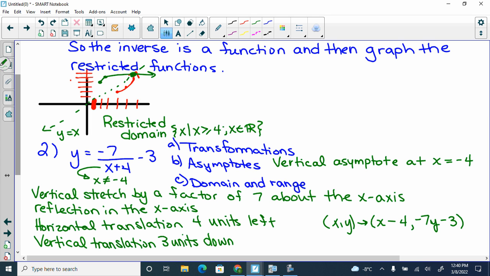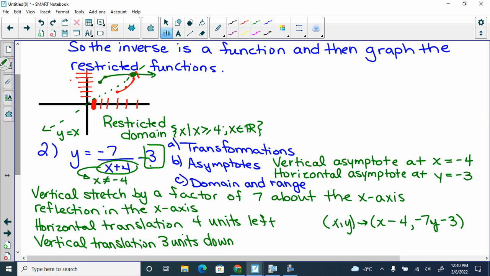Now, if it's in transformed form, which this is, a over bx plus c plus d, right at the back, this is transformed form. If it's in transformed form, your vertical asymptote comes from here, but your horizontal asymptote, I should keep that negative in there, comes from there. So I have a horizontal asymptote at y equals negative 3.